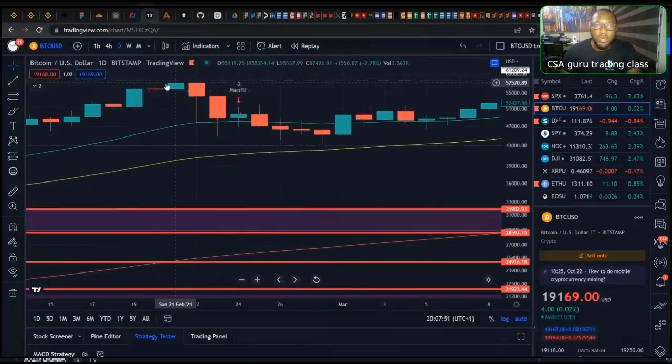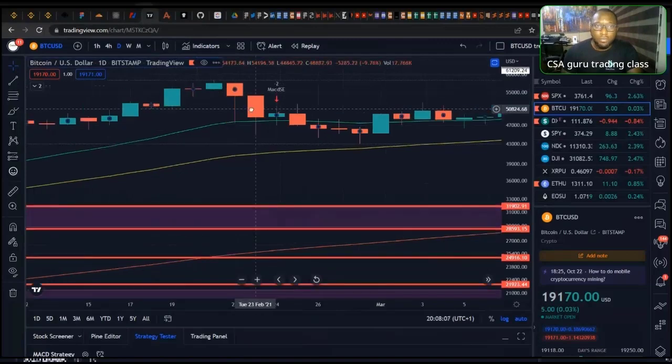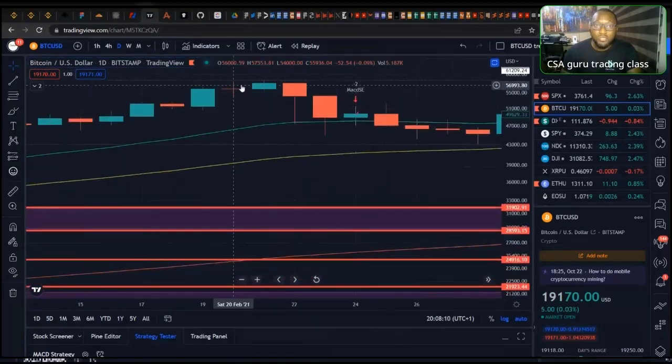A doji is when the price went up and came down, but the opening price and the close price are almost the same. That's what we call a doji. So we have a doji here. This next candle tries to engulf it.